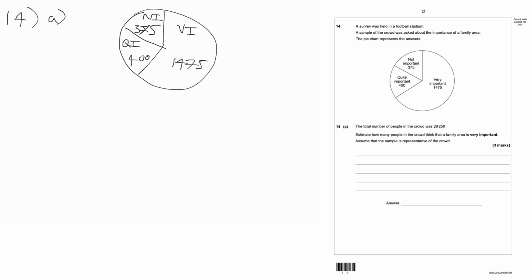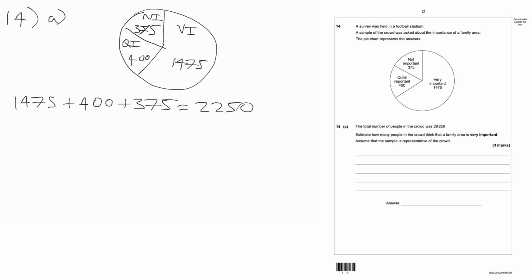So the first thing we want to do is work out the total number of people in this sample. So let's add those numbers of respondents together. We have 1,475 plus 400 plus 375. And this gives us 2,250 respondents.